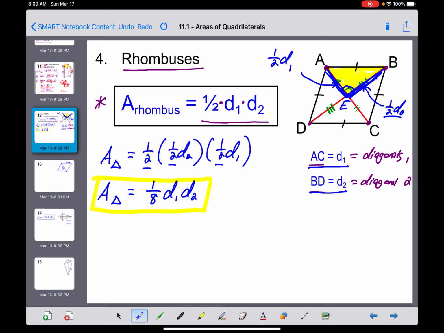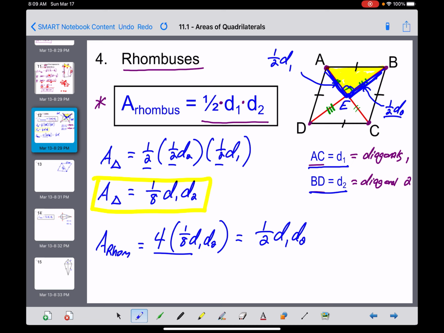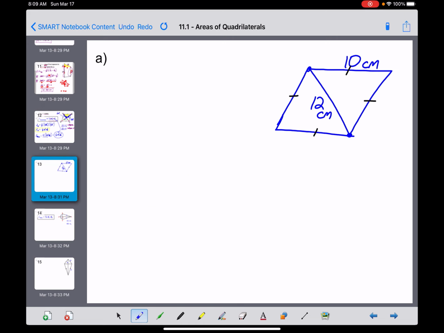But the rhombus as a whole is made up of 4 of those triangles. So it would be 4 multiplied by 1/8 D1, D2, and the 4 and the 1/8 get multiplied together to make 4/8, which is 1/2 D1, D2. And that is where that formula comes from. Okay, so to find area of a rhombus, we need to know the lengths of both of our diagonals.